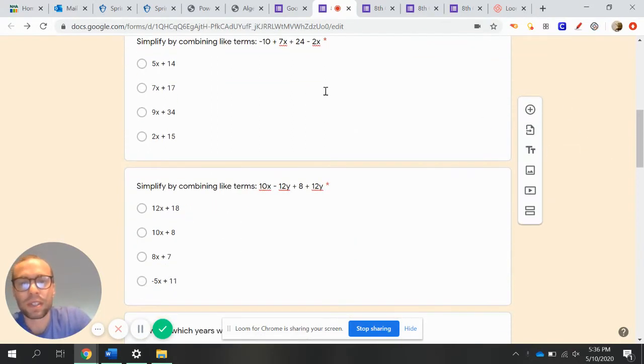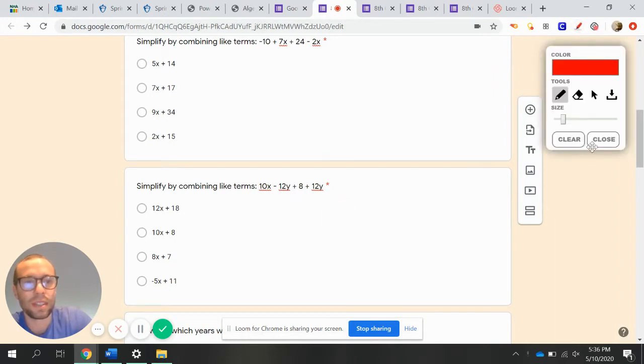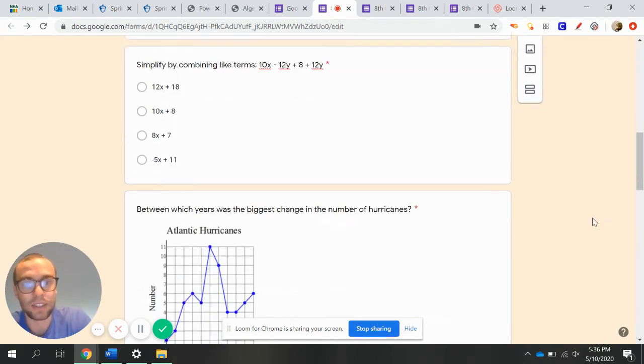So for the first ones, when it's combining like terms, if we look at this one, anytime it says combine like terms, we are really just looking for the like term. In this case, the only thing we can combine here is the negative 12y and the positive 12y. We combine those, and those would actually cancel each other out, which can help you get to the answer.